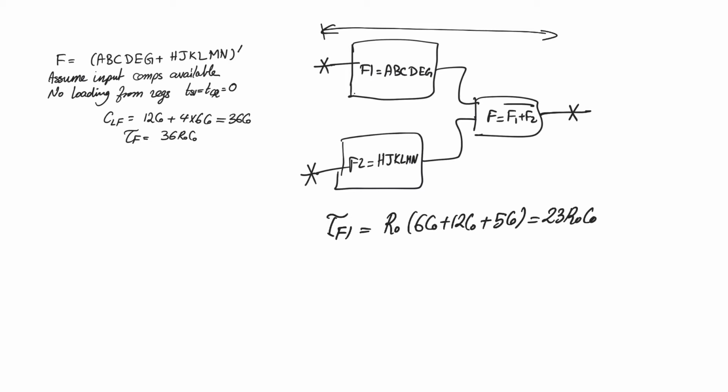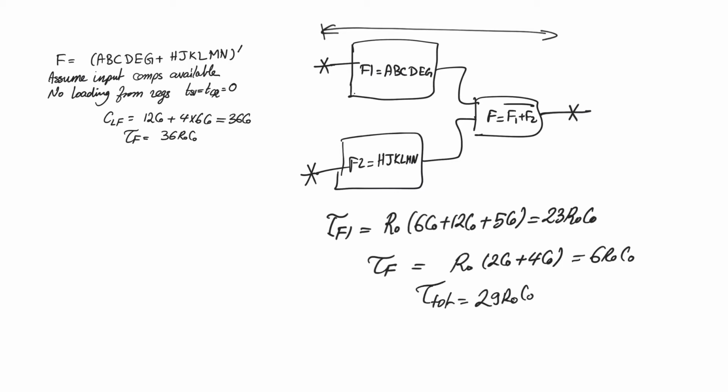So for gate F, the output is not loaded. It is only self-loading that we observe, and so for the time constant for gate F, we have 2 NMOS transistors in the pull-down network and a single PMOS transistor sized at 4 in the pull-up network, and so we have a time constant of 6 R0 C0. The total time constant for this network then is 29 R0 C0, which is an improvement over the 36 R0 C0, but maybe not as much of an improvement as we had wished for.